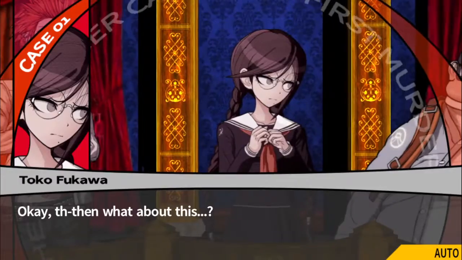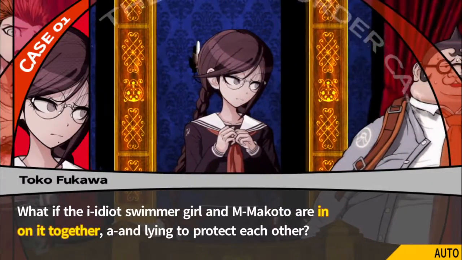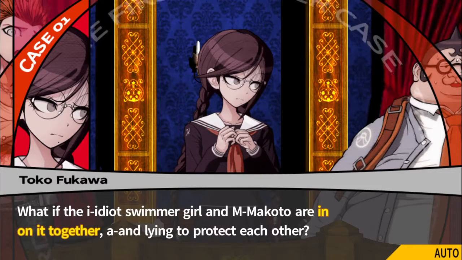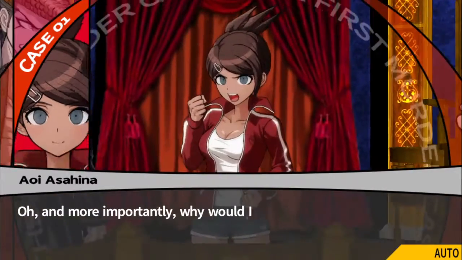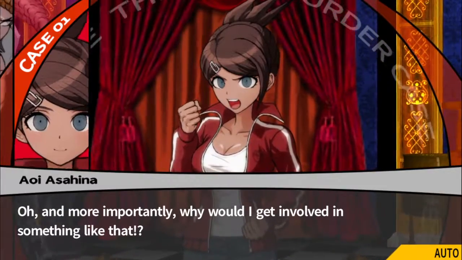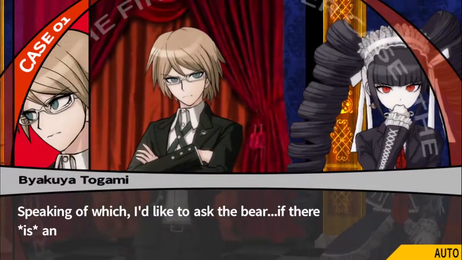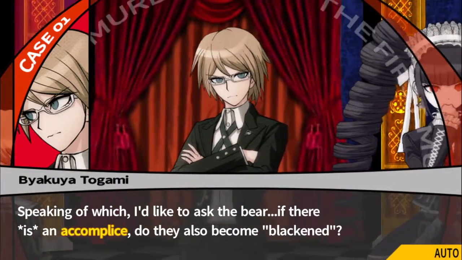Okay, then what about this? What if the idiot swimmer girl and Makoto are in on it together, and lying to protect each other? Idiot swimmer girl? Oh, and more importantly, why would I get involved in something like that? Speaking of which, I'd like to ask the bear, if there is an accomplice, do they also become blackened?